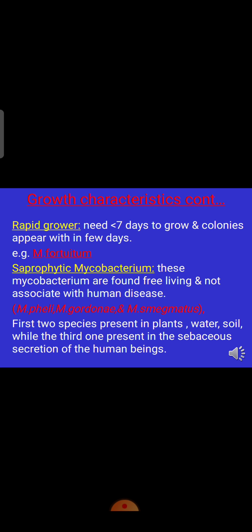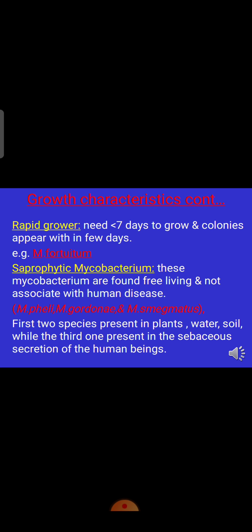On the other hand, we have the rapid growers. These mycobacteria need less than 7 days to grow, and the colonies appear within a few days. Examples of rapid growers are Mycobacterium fortuitum and the saprophytic mycobacteria. The saprophytic mycobacteria are found free living in the environment and are usually not associated with human disease.